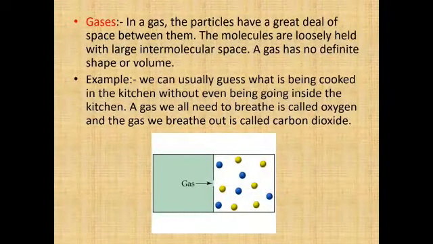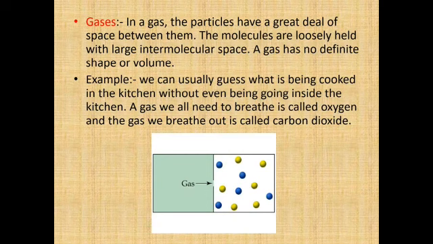Gases. In a gas, the particles have a great deal of space between them. The molecules are loosely held with large intermolecular space. A gas has no definite shape or volume. Example: we can usually guess what is being cooked in the kitchen without even going inside the kitchen. A gas we all need to breathe is called oxygen and the gas we breathe out is called carbon dioxide. As we see in the picture, the intermolecular space between the molecules of gas is much more as compared to liquid.